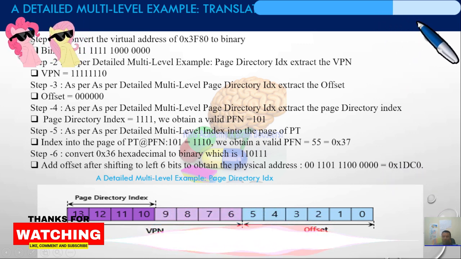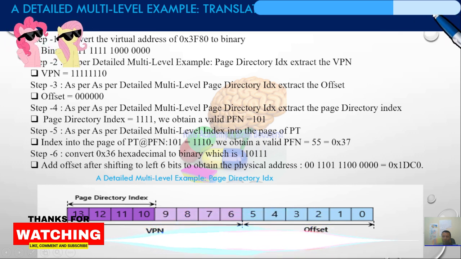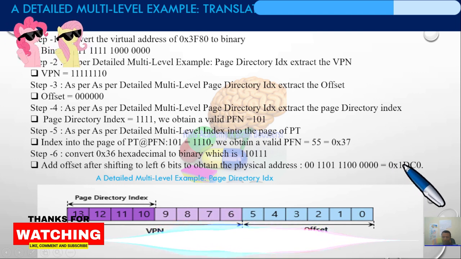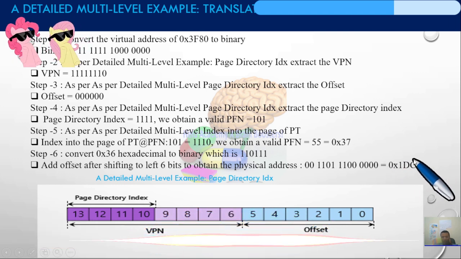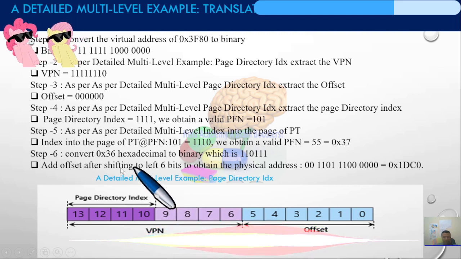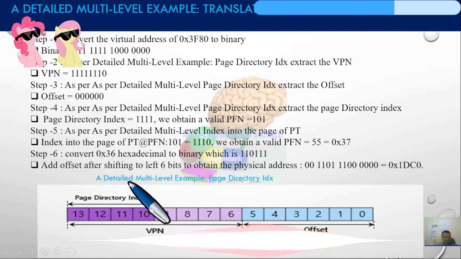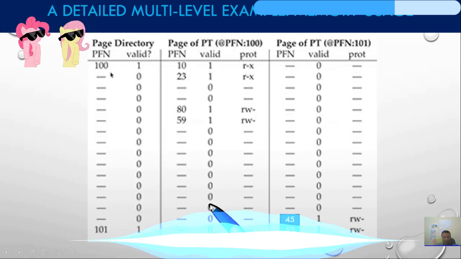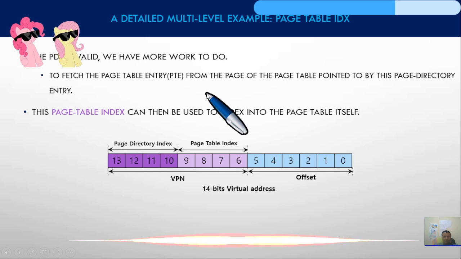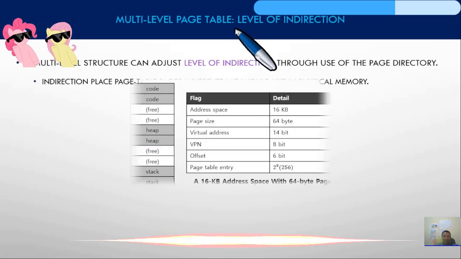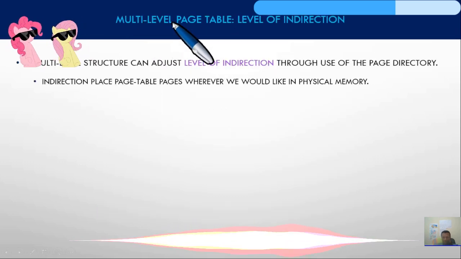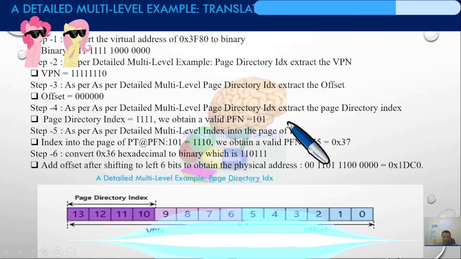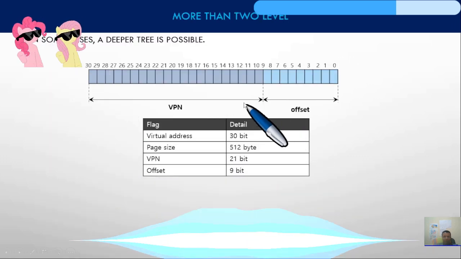This is the virtual address 0x3F80, but the physical address will be 0x1DC0. So in general, this is how the multi-level page table translation system works. This is how it translates the virtual address.